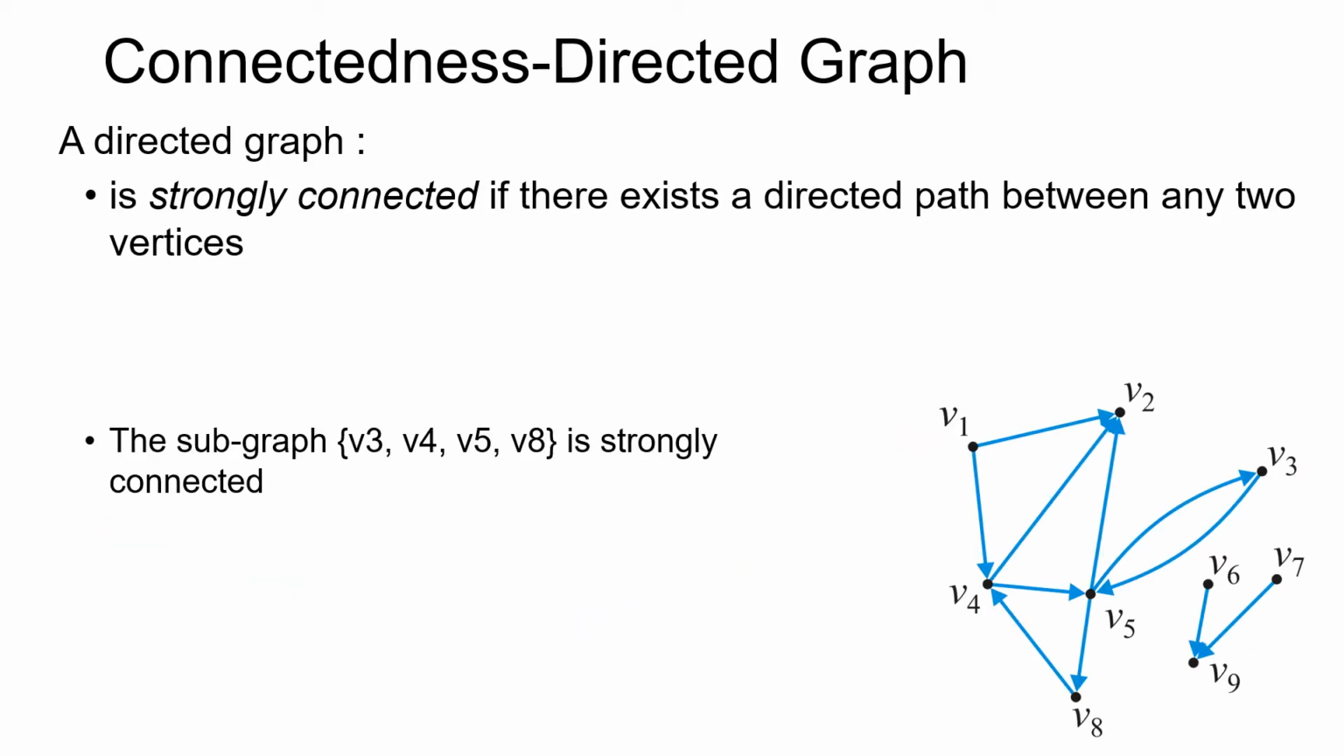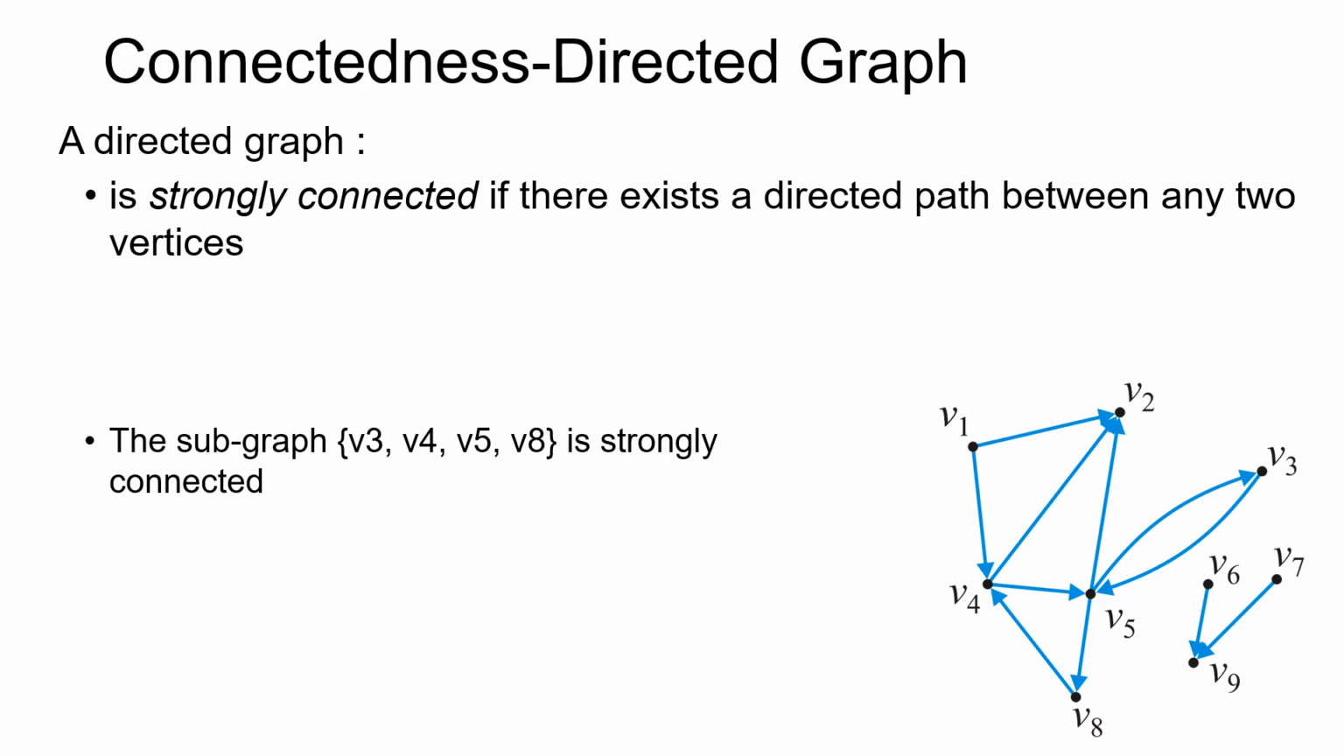A connected directed graph can be either strongly connected or weakly connected. A strongly connected graph is a graph in which there exists a directed path between any two vertices. Consider the example in which the subgraph is an example for a strongly connected directed graph.